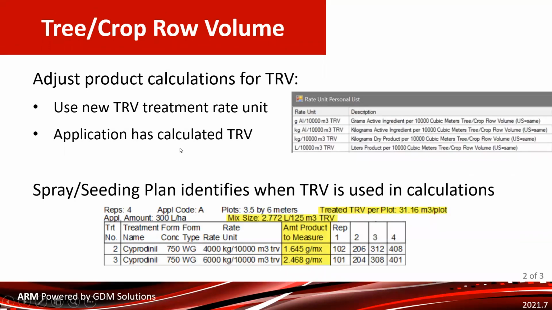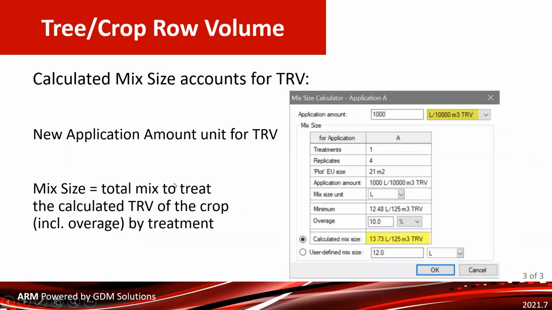We added rate units, so you can specify a treatment rate per tree row volume. And then of course the spray seeding plan can recognize that tree row volume and use that in the calculation. And also mix size will do the same as well. So just all the different components that are related to applications, updating ARM to be able to recognize and calculate things in terms of this tree row volume.